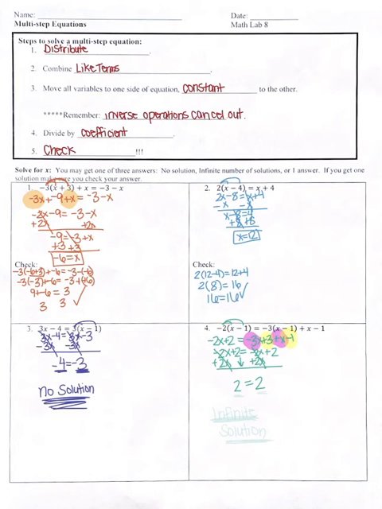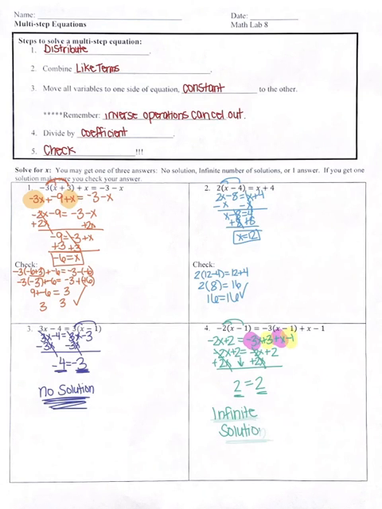Remember, if the statement is true, it's infinite solutions, meaning anything we plug in for x is going to make that statement true. If the statement is false, like it was in number 3, then that means there's no solution, meaning that nothing you plug in for x is going to make that statement true. So since both sides are equal, we say that we have infinite solutions.